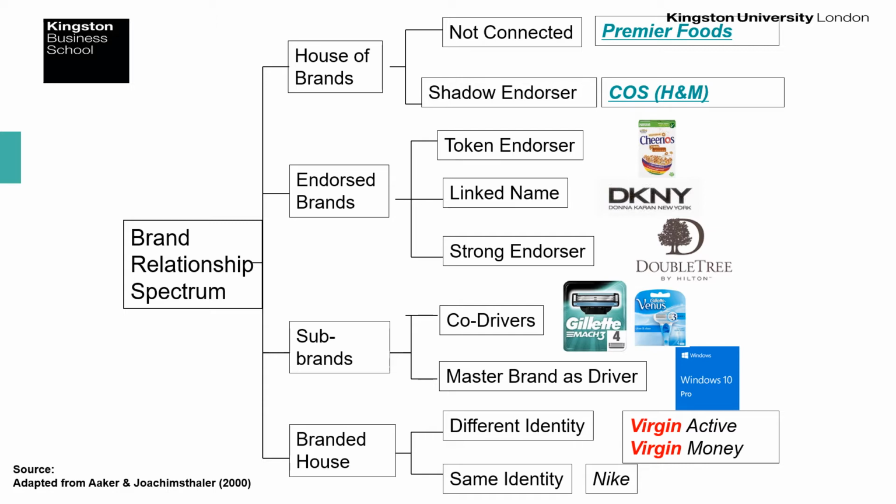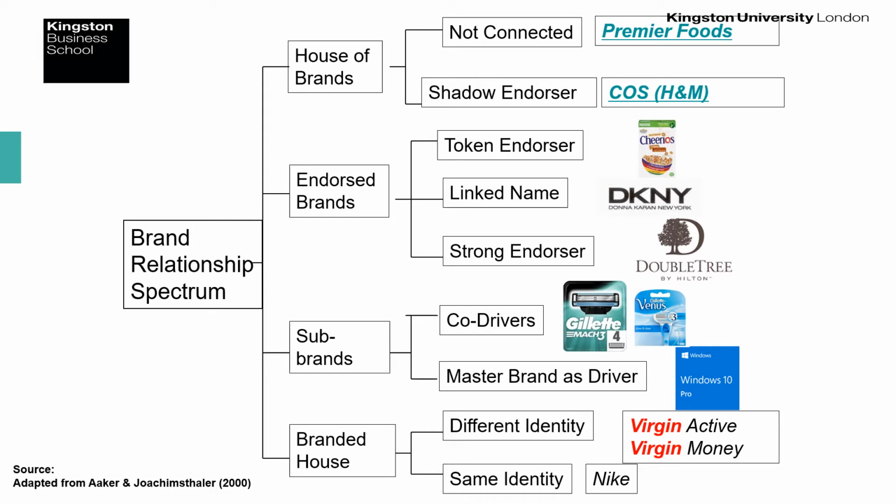It's a tree diagram, as you can see, and it has 4 main strategies, each of which is divided into 2 or 3 sub-strategies. So we'll start at the top and work our way down. The first strategy in the brand relationship spectrum is called the House of Brands. And as the name suggests, this is a strategy where an organisation has a large number of individual brands within its portfolio. And generally there will be very little or no relationship between them.